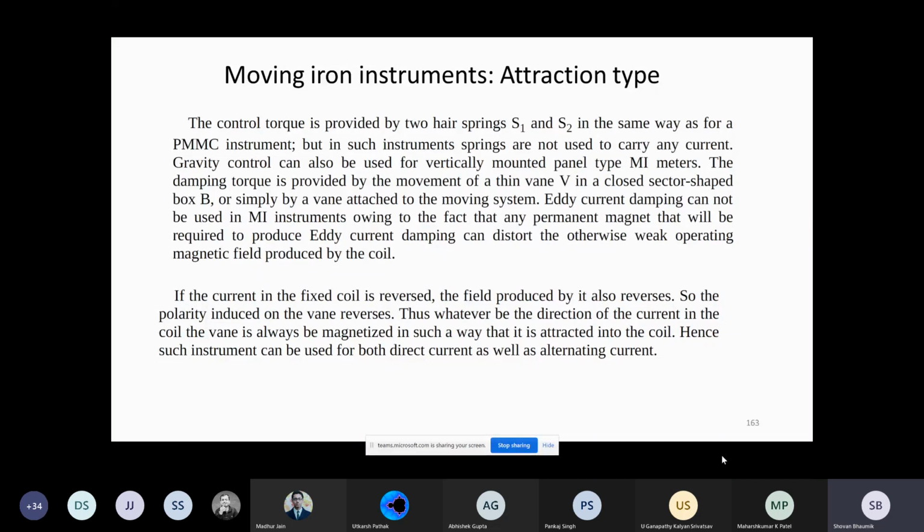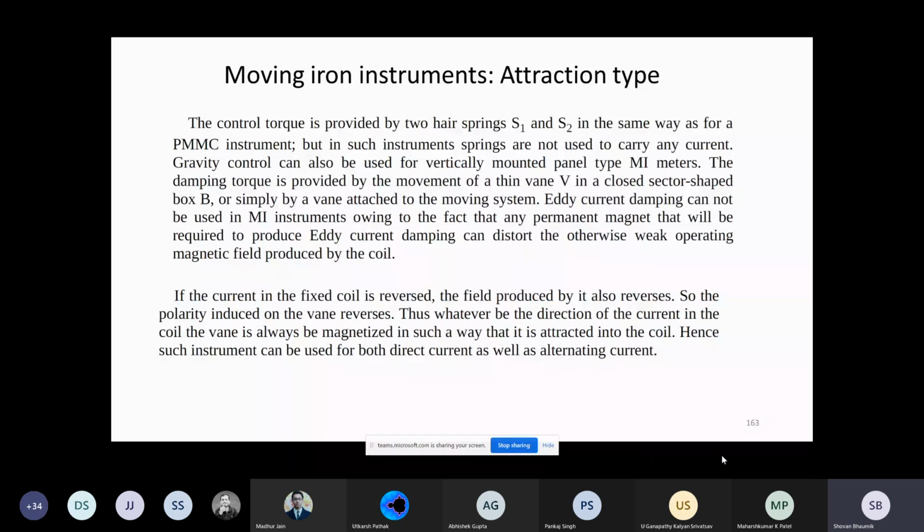And another major difference is that the moving part is not carrying the current. In PMMC, the springs are carrying the currents, but here no current will be passed through the spring. So as the moving part is not carrying the current, the current could be very high, which you could send through the moving iron instrument.